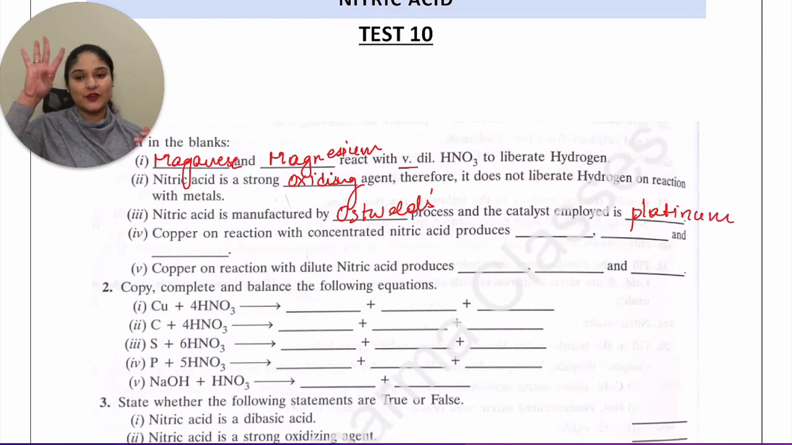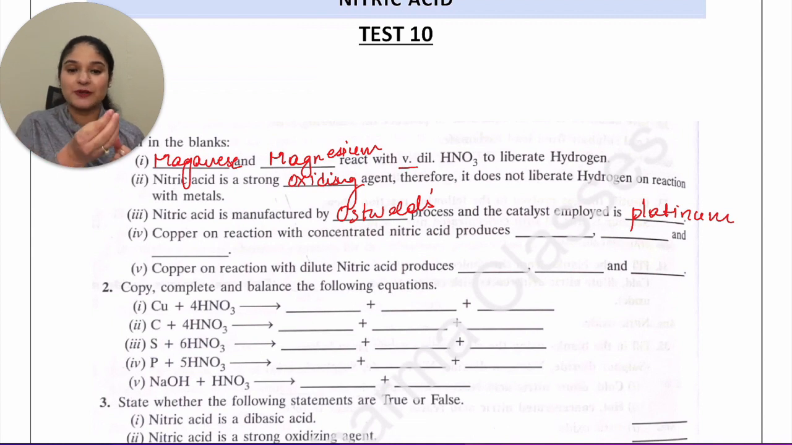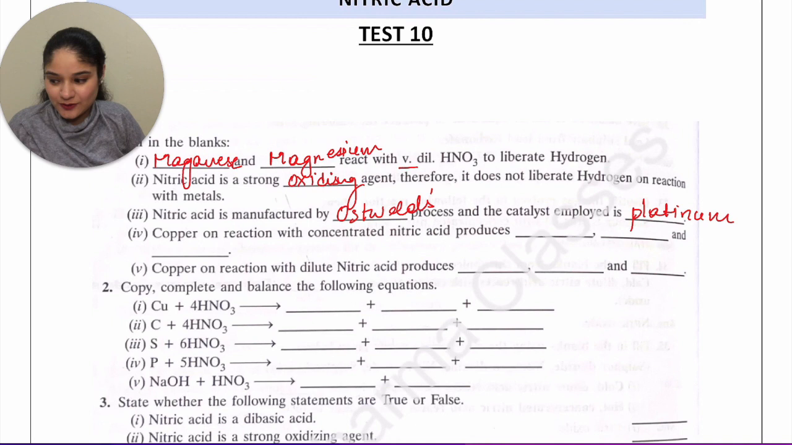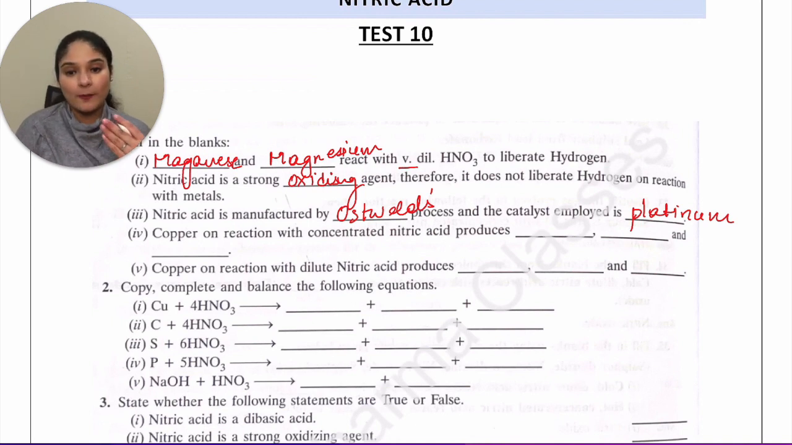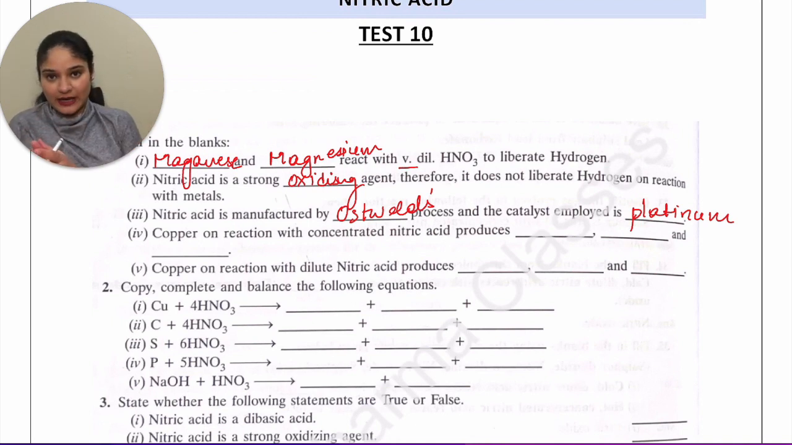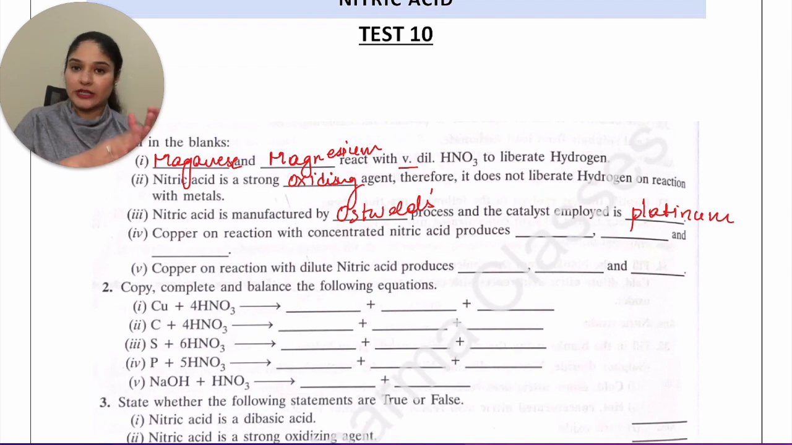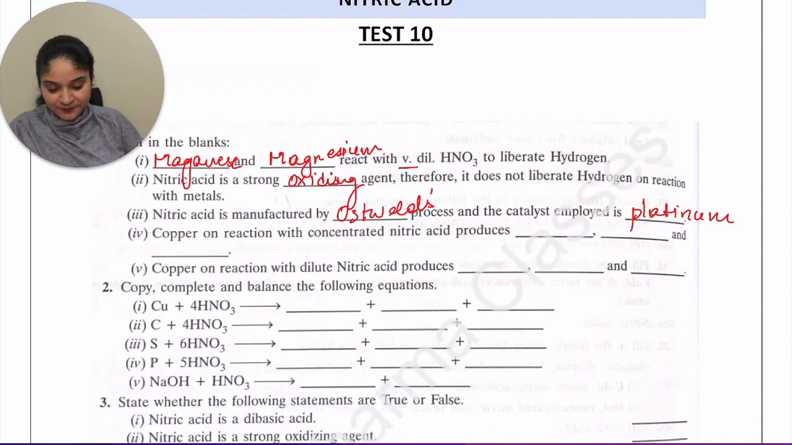Moving on to the fourth. Copper on reaction with concentrated nitric acid produces dash, dash and dash. Now this is also one important thing to remember, that copper on reaction with concentrated nitric acid will give you nitrogen dioxide, and on reaction with dilute nitric acid you end up getting nitric oxide, that is NO. Okay, so let's write that.